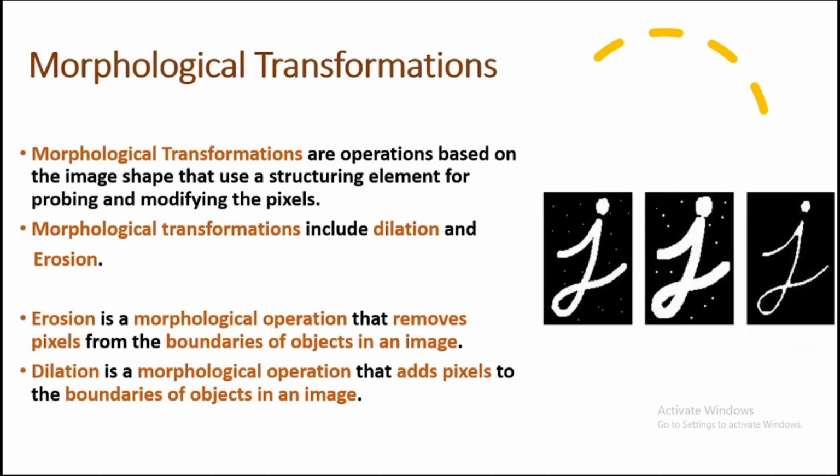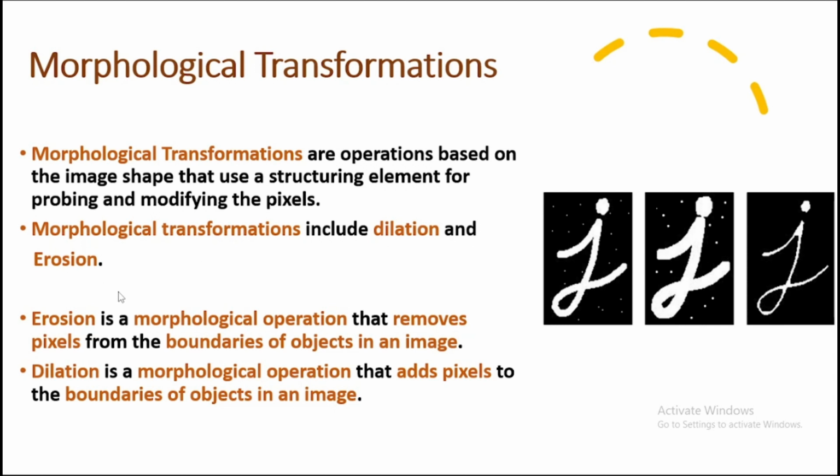And before you continue, we need to understand a concept called morphological transformation. So basically there are operations that are performed on images to modify pixels based on some algorithms. So there are two types of morphological transformation. One is dilation and one is erosion.